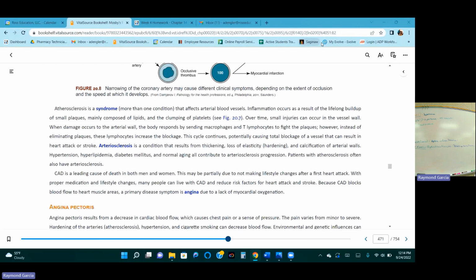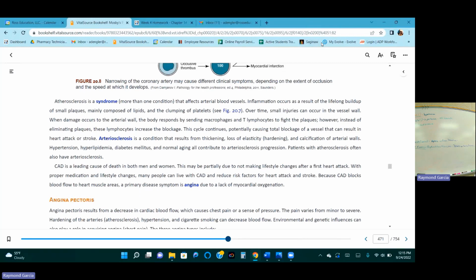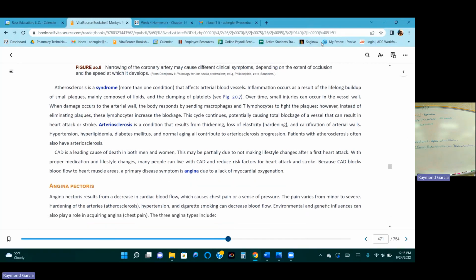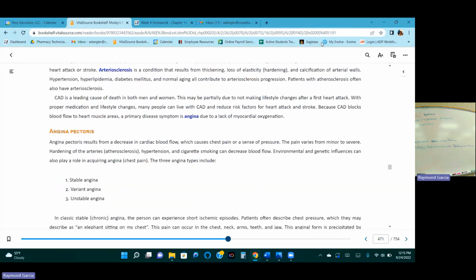Arteriosclerosis is a condition that results from thickening, loss of elasticity, hardening, and calcification of arterial walls. Hypertension, hyperlipidemia, diabetes mellitus, and normal aging all contribute to arteriosclerosis progression. Often when someone has atherosclerosis, they're also going to have arterial sclerosis.